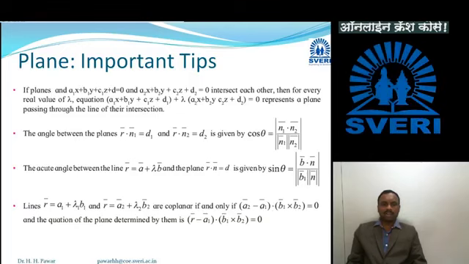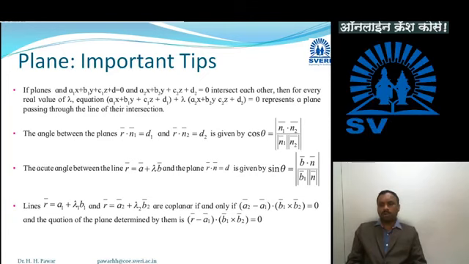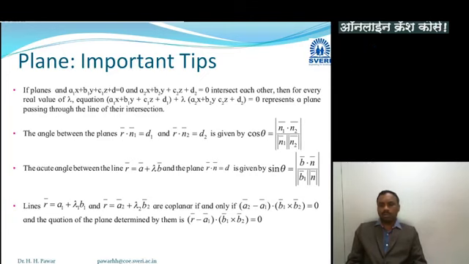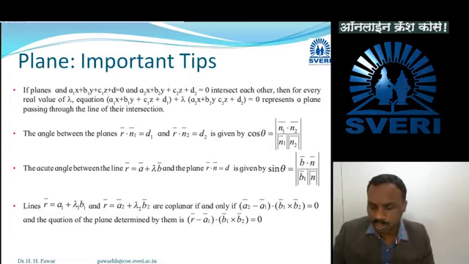Also, the lines r bar equal to a1 plus lambda b1 and r bar is equal to a2 plus lambda b2 are coplanar if and only if dot product of a2 bar minus a1 bar with b1 bar cross b2 bar equal to 0, and the equation of the plane determined by them is given by r bar minus a1 bar dot b1 bar cross b2 bar equal to 0.